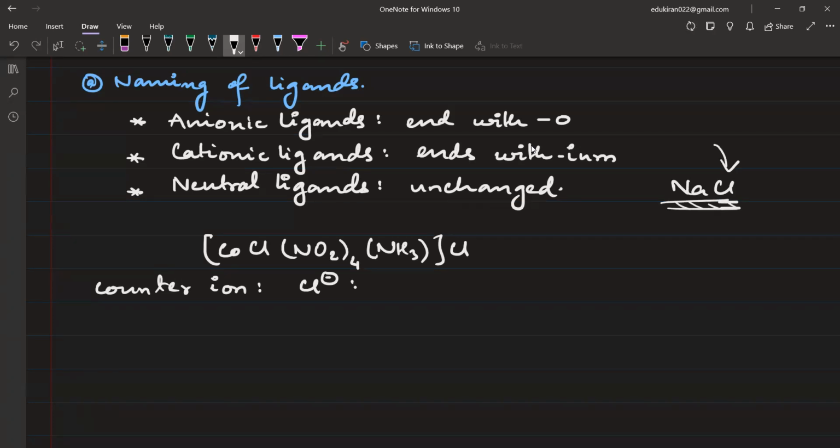NaCl को क्या बोलते हैं? Sodium NaCl नहीं, chloride. पता. हाँ, तो फिर Cl को क्या बोल रहे हैं? क्लोराइड. तो यहाँ पे भी Cl को क्या बोलेंगे? क्लोराइड. ठीक है. अच्छा, अभी आप यहाँ पे सेंट्रल मेटल एटम को आइडेंटिफाई कर सकते हैं कम से कम.